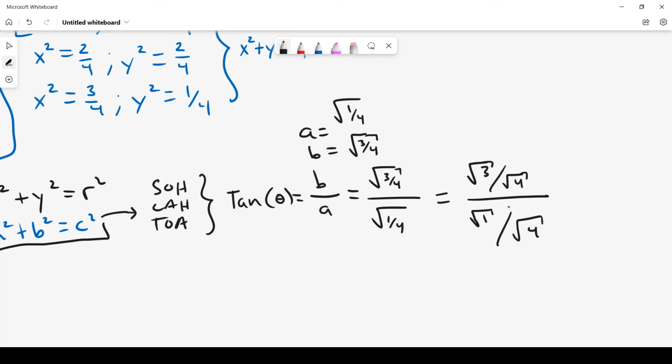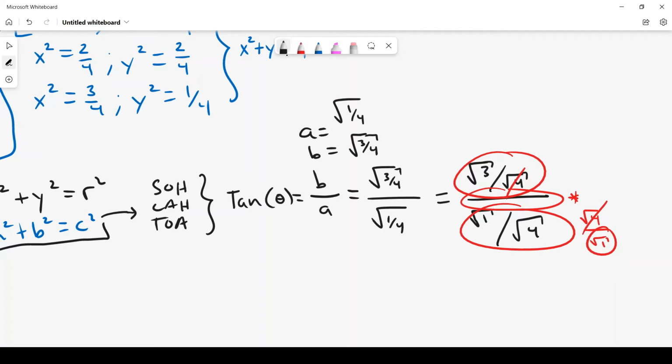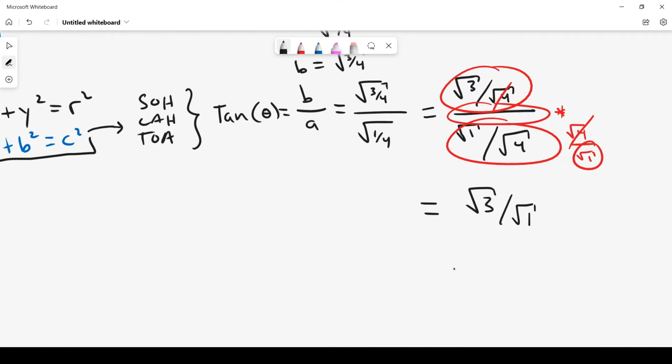We have division of fractions, and so we're going to do a keep, a change to a multiplication, and a flip to the square root of 4 over the square root of 1. And you'll be able to see that the square roots of 4 cancel out here, and you have to put the square root of 1 on the bottom here. And this would be the square root of 3 over the square root of 1, in which the square root of 1 is just 1. And so you're left with this equaling the square root of 3. And so now you have the tangent of theta equaling the square root of 3.